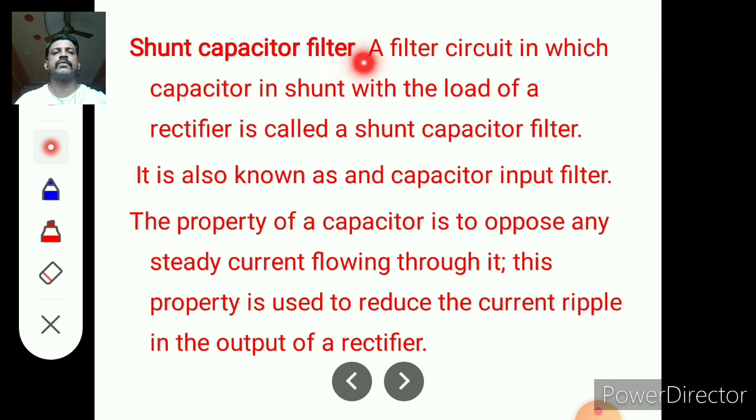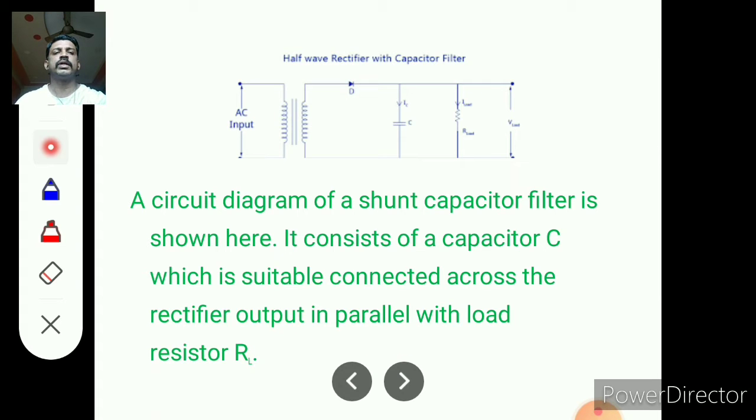Shunt capacitor filter: a filter circuit in which a capacitor is shunted with the load of a rectifier is called a shunt capacitor filter. It is known as a capacitor input filter. The property of a capacitor is to oppose any sudden change of voltage. This property is used to reduce the ripple in the output of a rectifier. So here is the capacitor, used as a filter, a capacitor filter for half wave. The circuit diagram of the shunt capacitor filter is shown here.